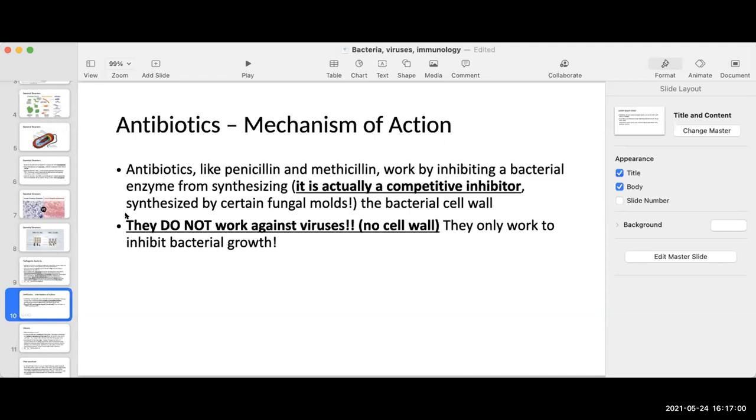And importantly, if I have a viral infection, a doctor will not give me penicillin or any antibiotic. They don't work against viruses. They don't have a cell wall. So antibiotics only work against bacteria, a living thing. As we'll see on the next slide and when we talk about viruses, officially, the scientific community does not consider viruses as living. And we'll talk about why.